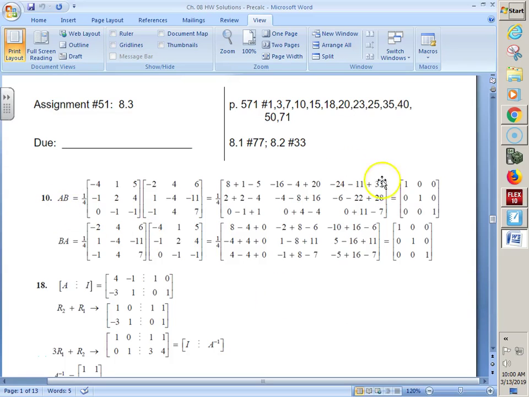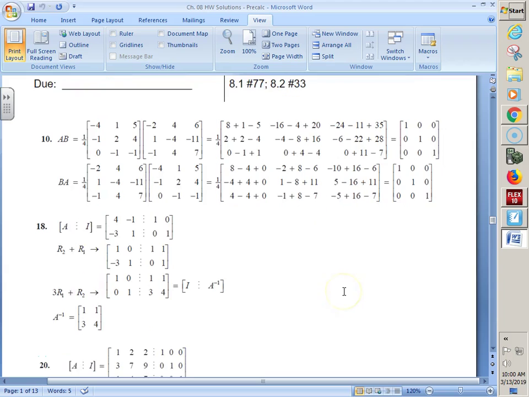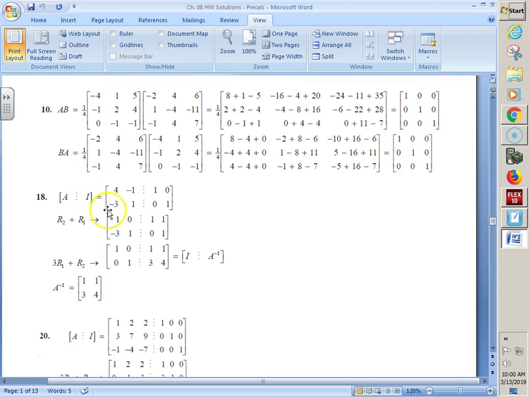Hey, number 10, it worked both ways, right? So therefore, yes, they were inverses. Number 18, you were trying to do the doubly augmented thing. Doubly augmented, reviewing your row operations.